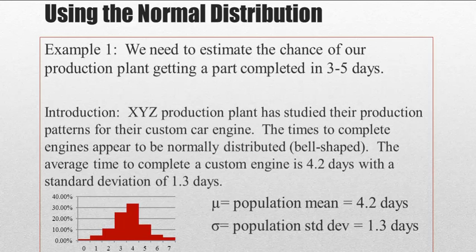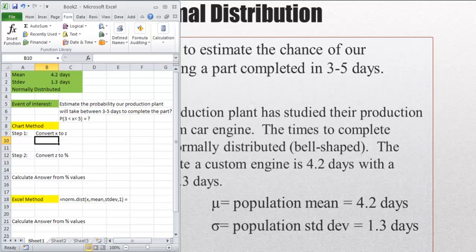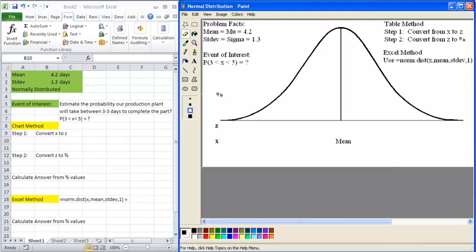Not exactly, but close. The average time to complete a custom engine, we know from that same historical data, is 4.2 days with a standard deviation of 1.3 days. So we're going to take the fact that it's normally distributed with an average of 4.2 days and a standard deviation of 1.3 days to make the next calculations. In doing so, we are going to look at how to work this problem.